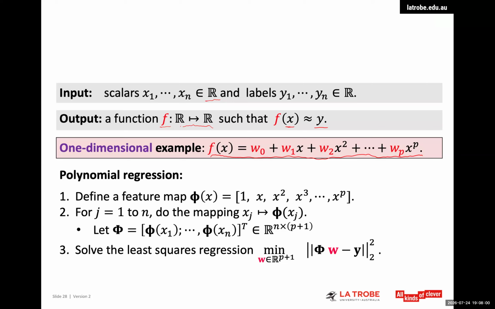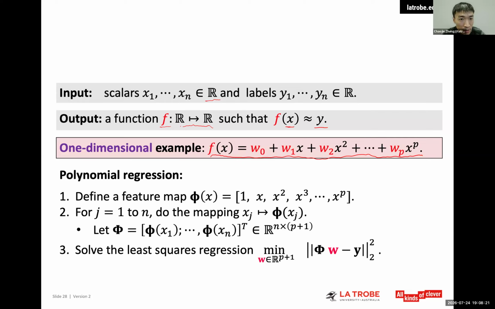How do you know which is the highest power that you need to worry about? Yeah, that's a good question, and we will answer that as we proceed to hyperparameter tuning. p, or the highest power, should be a hyperparameter for this model.